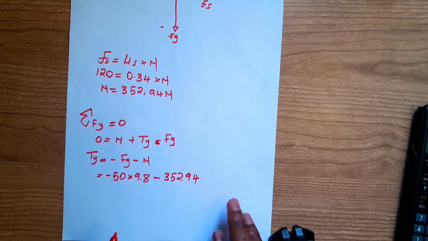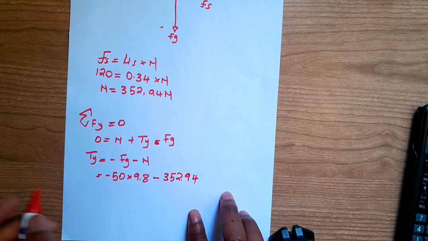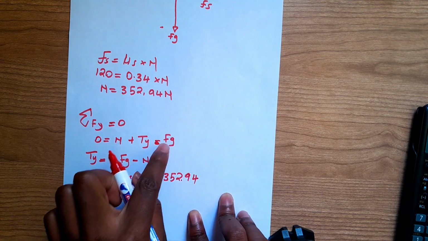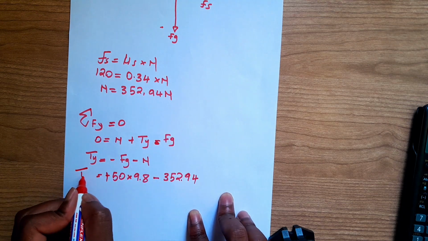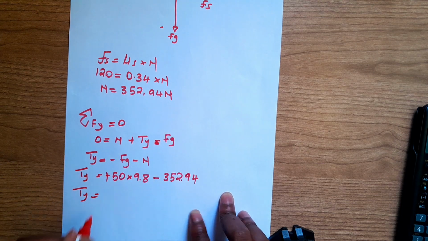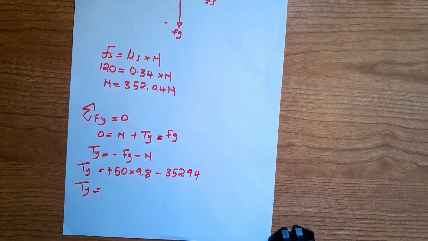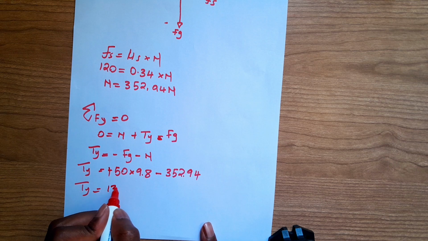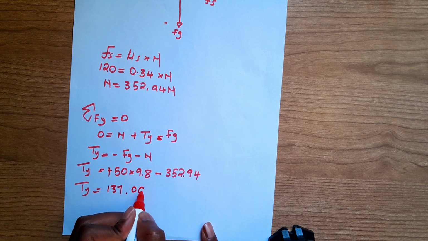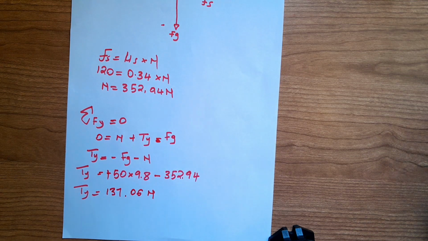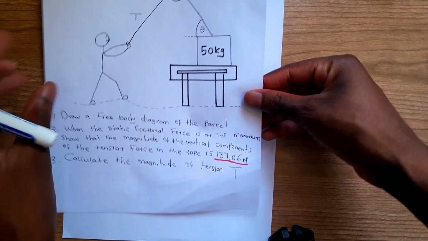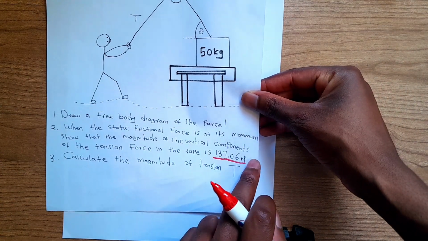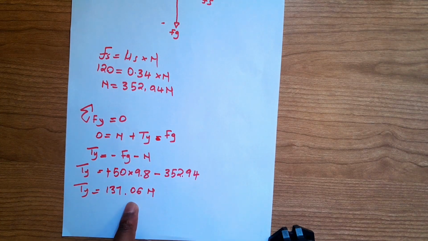352.94 newtons. Oh, by the way, I just realized that the Fg is going to be positive, right? Because it is a negative, so it's going to be a positive. So our Ty, we're going to hit this in the calculator. We're going to have 50 times 9.8 minus 352.94, and we get a value of 137.06 newtons. And this is exactly what they wanted us to show, that it was 137.06 newtons.